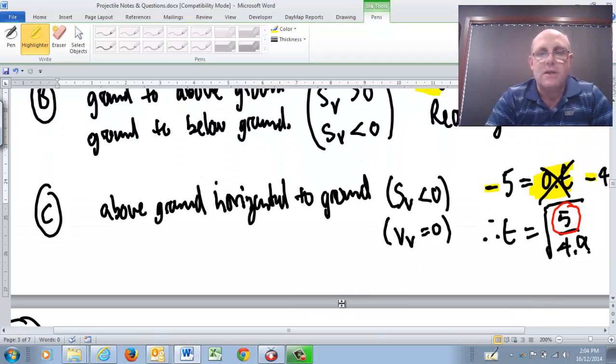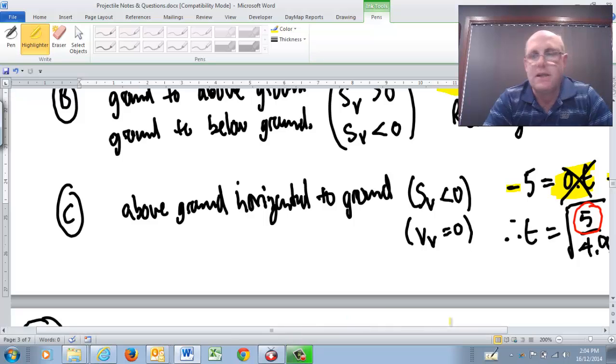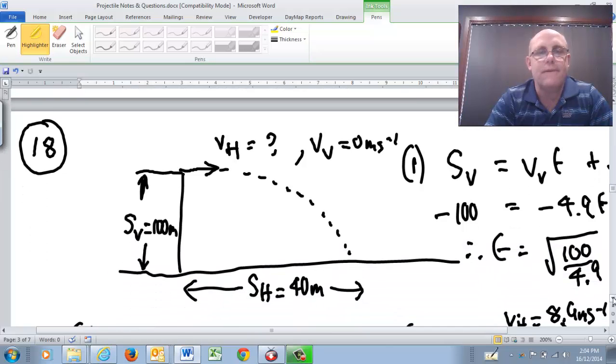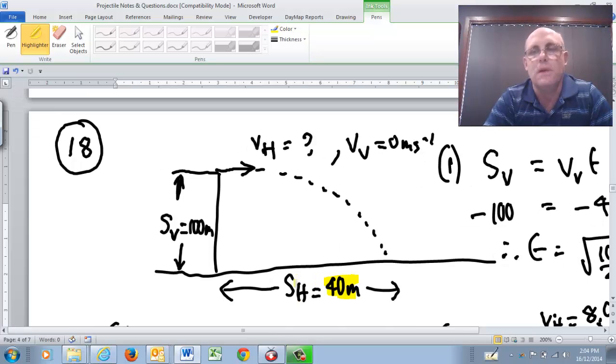What I'd like to do now is go through a slightly different example where you're going horizontally, and this is question 18. What we've got here is a car driving off a 100 metre cliff. We don't know what the horizontal velocity is, but we know it lands 40 metres from the base of the cliff, assuming the cliff is vertical.